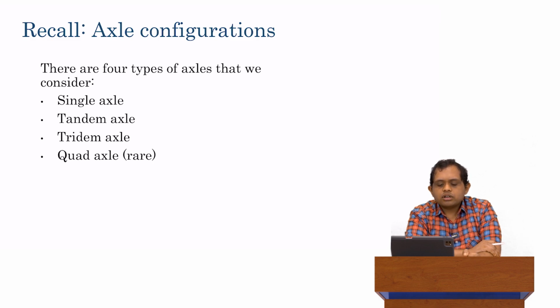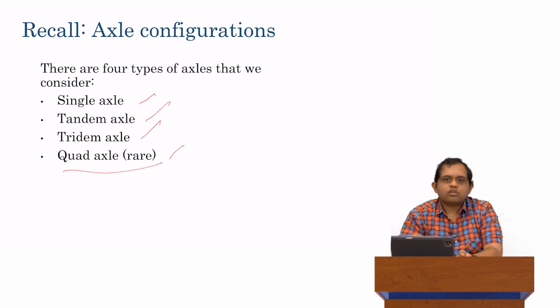What you also want to recall is that in mechanistic empirical design, we actually have to do quite a lot of effort to characterize traffic. It is much more complicated than what we do for empirical designs. There are basically 4 types of axles that we now have to consider: single, tandem, tridem, and quad axles. Quad axles are rare, so I won't really talk too much about it, although I will give you a little bit of discussion on it.